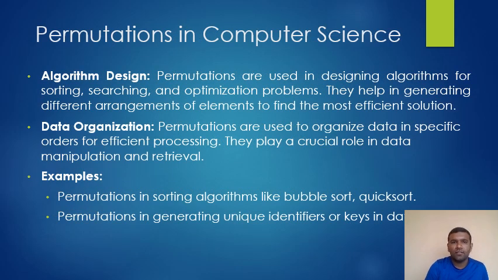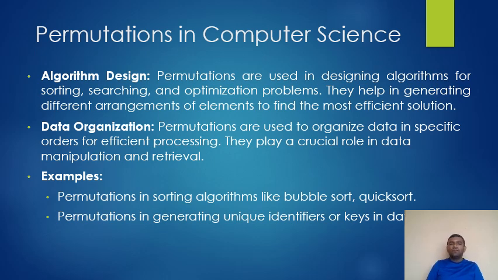Now let us look, as an AI engineer or from a computer science background, at where permutations can be used in computer science. First thing, we can use it in algorithm design. They can be used for designing certain algorithms for sorting, if you want to sort numbers, or if you're searching for some element within an array or within a list. And this is used for some optimization problems. What they do is they help in generating different arrangements of elements to find the most efficient solution among them.